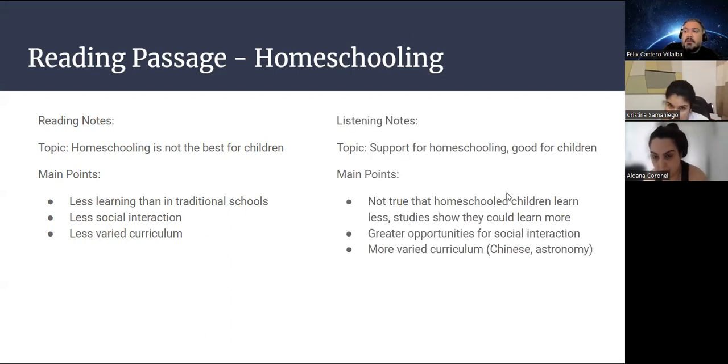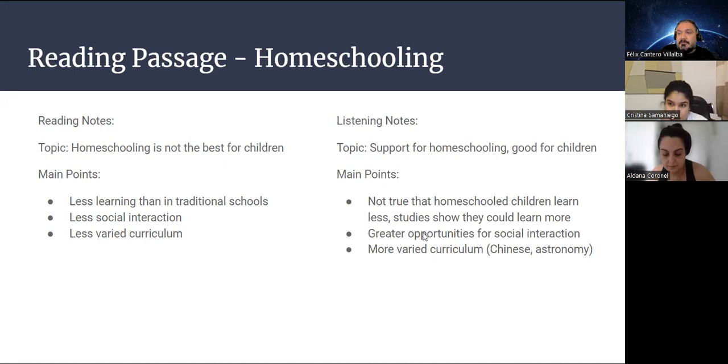Exactly. So the topic is support for homeschooling, saying that it is good for children, and it's not true that homeschool children learn less. Studies show that they could learn more. It doesn't say that they do learn more. It's just that they could if the parent is good at teaching. There could be greater opportunities for social interaction and more varied curriculum. Like you could teach them Chinese or astronomy that are not part of the regular curriculum.